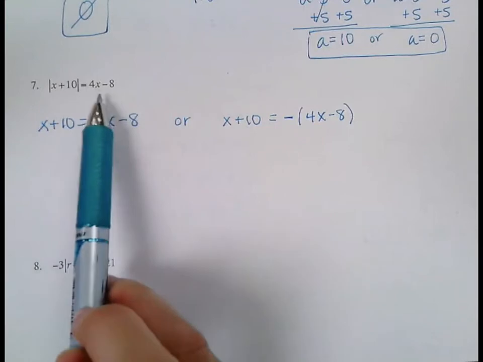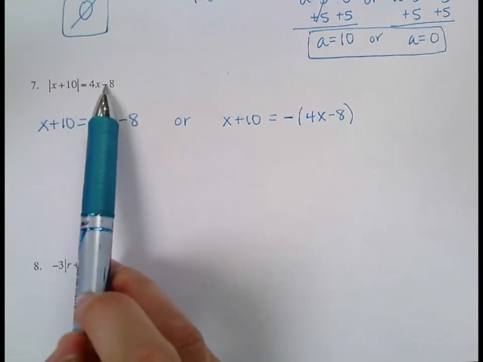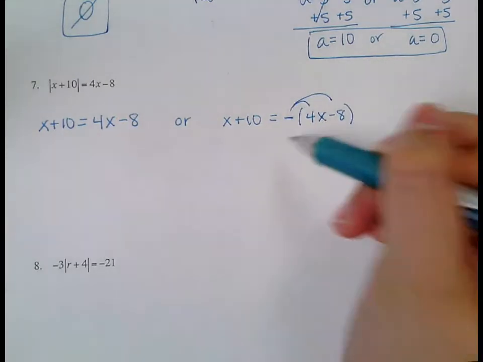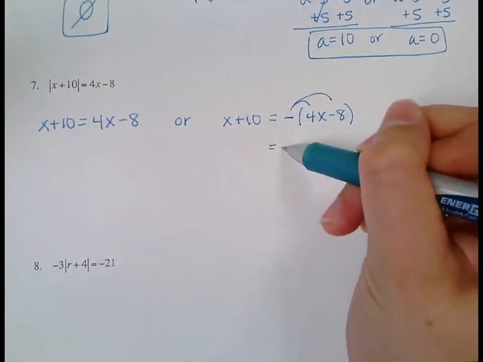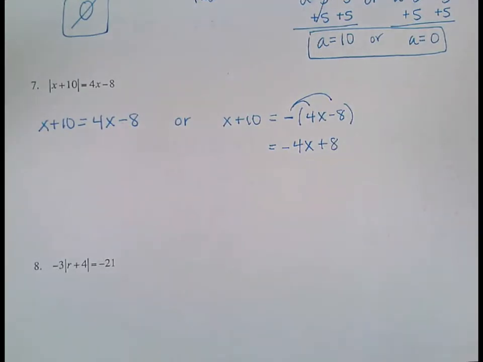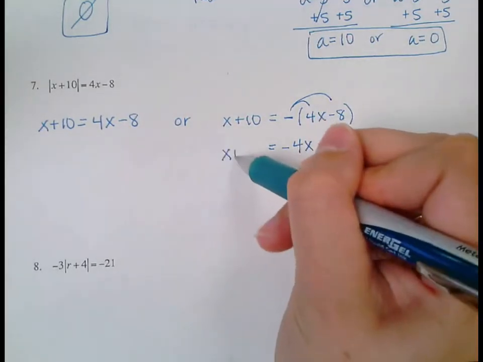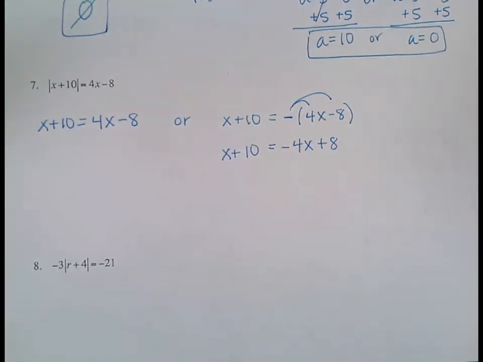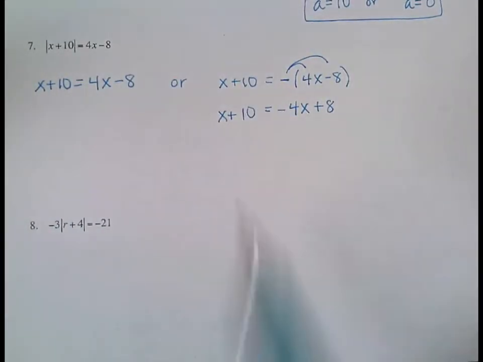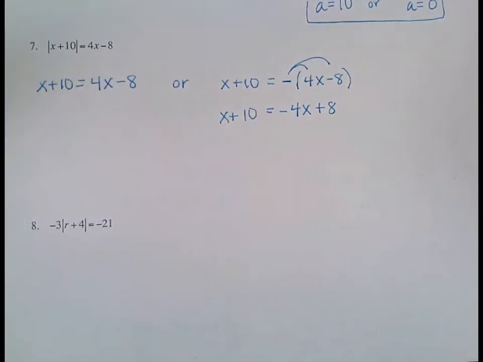Or you could say right away, I need to take the opposite of everything, and it would be the equivalent here of distributing that negative sign. So I would have negative 4x plus 8 on that side. So just make sure in that negative case, you're taking the opposite of the entire side if there's more than just one number there.